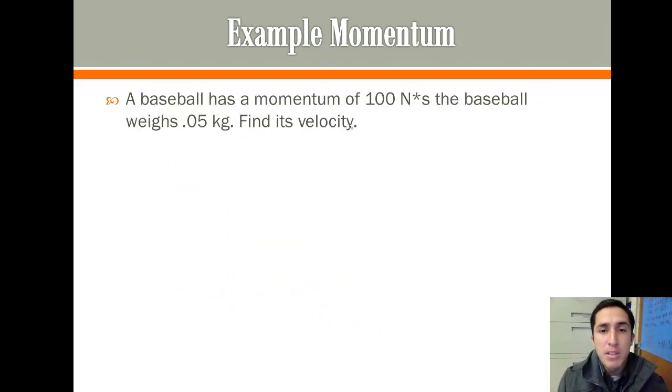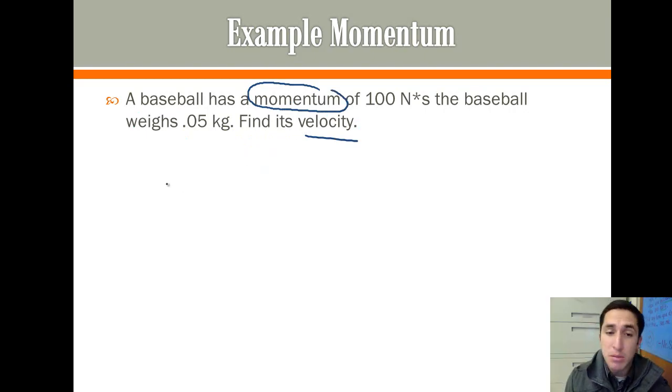A baseball has a momentum of 100 Newton seconds. The baseball weighs 0.05 kilograms. Find its velocity. Okay, what are we looking for? We're looking for velocity. But what else do they give us? Oh, I see a special word right here. Momentum. That means we got to use momentum. What do we know about momentum? Yes, we know P is equal to M times V.